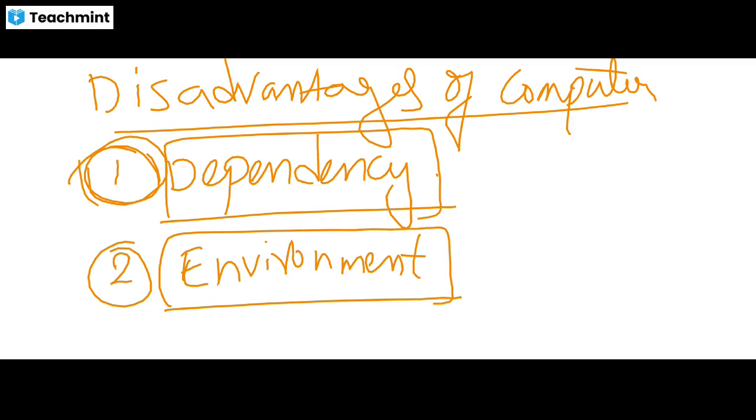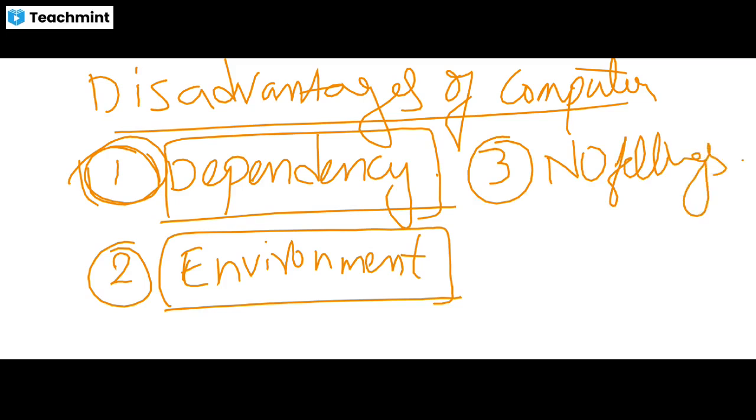And when coming to the third disadvantage, what is the other disadvantage of this computer? It does not have feelings. This is also one of the disadvantages. No feelings. Does a computer have any feelings? No. It does not have any emotions or any feelings, and it cannot make any judgment based on feelings, or based on taste, or based on experience and knowledge, unlike a human being.